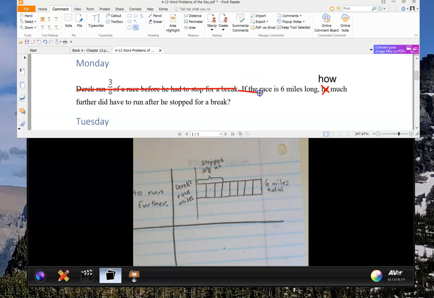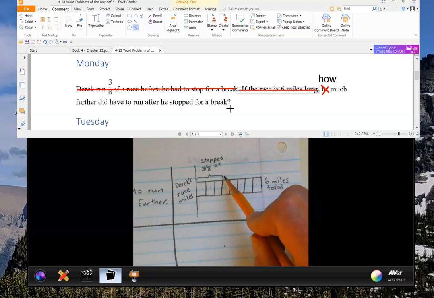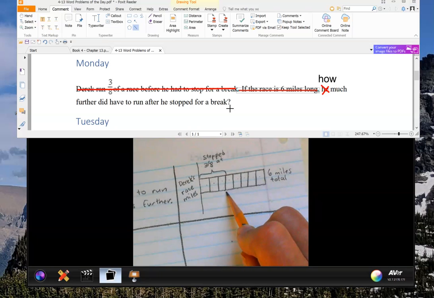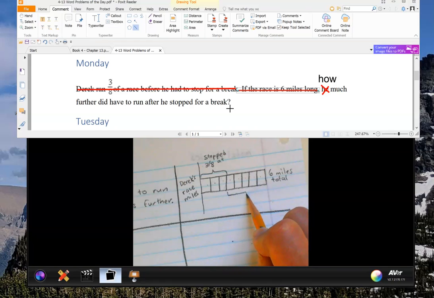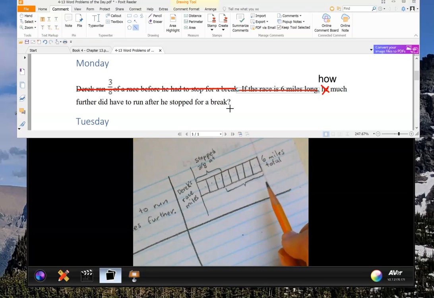I'm going to cross out the 6 miles and the race because we're done with it. Now I still have a few more words left. It says, how much further did he have to run after he stopped for a break? I see that question mark there, so I want to put the question mark somewhere here. So it looks like he stopped right here, kind of early in the race for his break, but that's okay. He's got a lot more to go, which I'm putting a bracket right here.